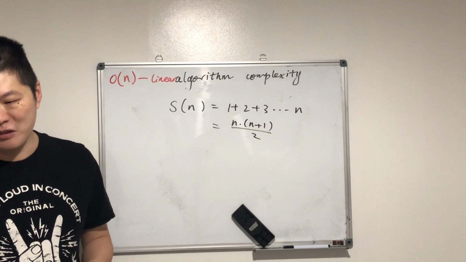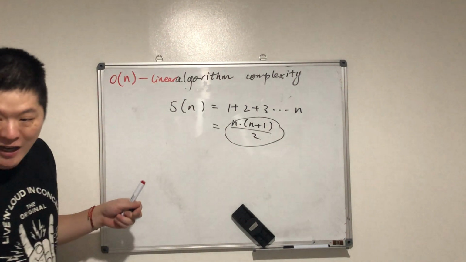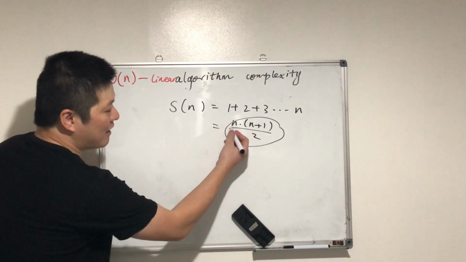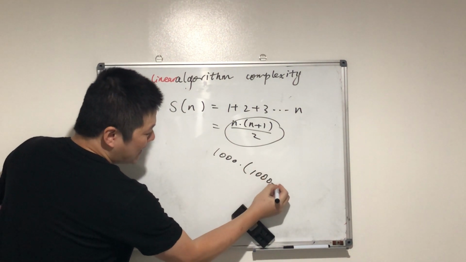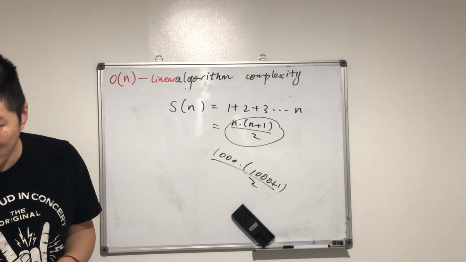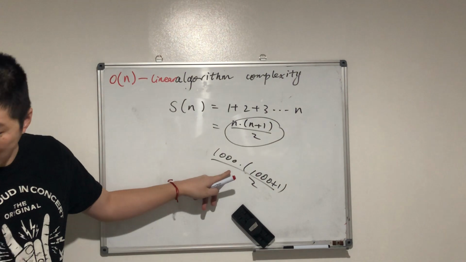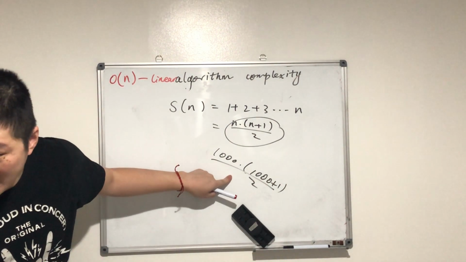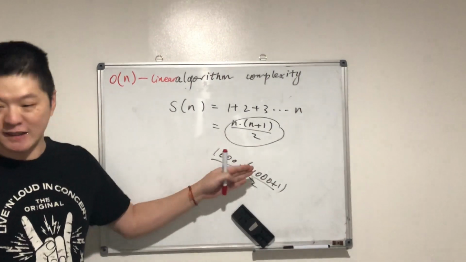Not 1,000, because the computer can just work it out with this mathematical formula, right? You can just plug in the 1,000 here and get the number immediately. Even if it's 10 million, it's one time. If it's 1 million, it's still instant. The computer can just work out the formula instantly.